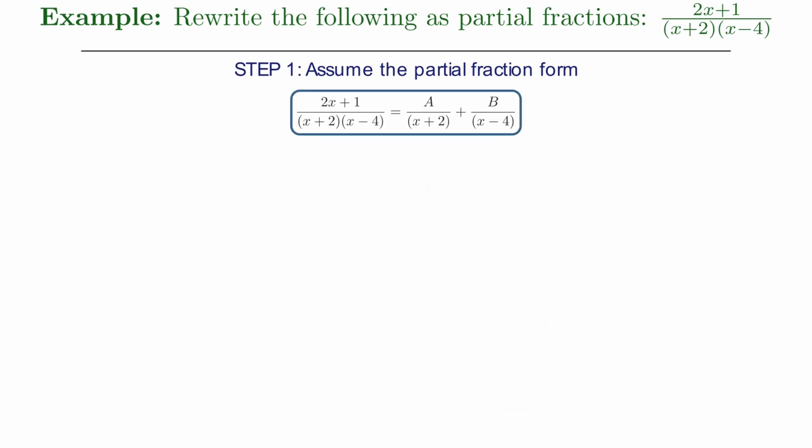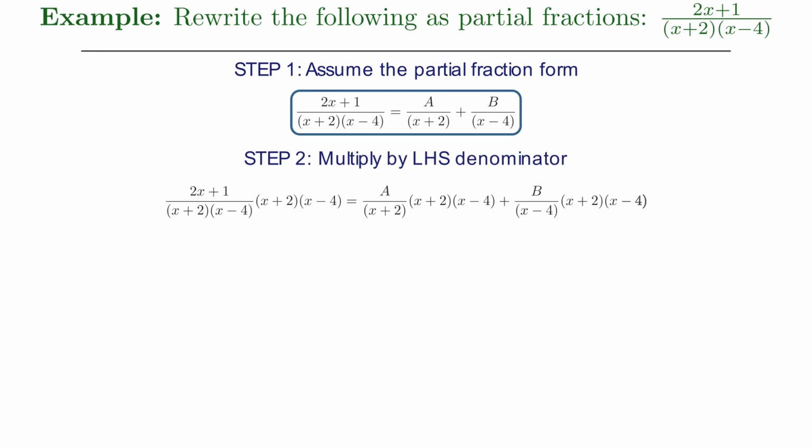So the next step is to multiply through by the left-hand side denominator. It's multiplying everything by (x + 2) and (x - 4). On the left-hand side, both the (x + 2) and (x - 4) terms will cancel. With the A term, only the (x + 2)'s will cancel. And with the B term, only the (x - 4)'s will cancel. So this leaves us with 2x + 1 = A(x - 4) + B(x + 2).